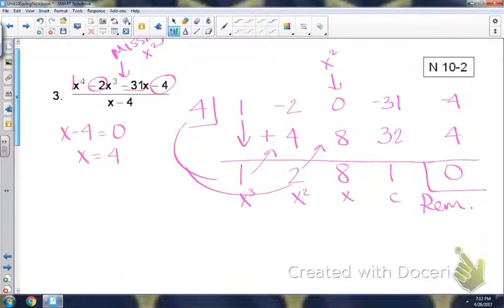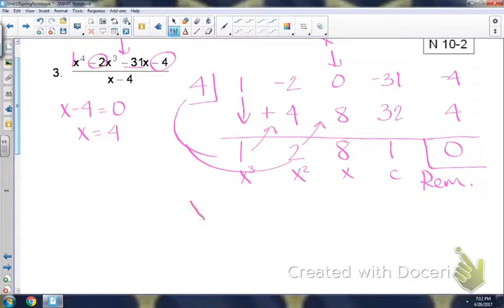So now we can write our answer. 1x cubed plus 2x squared plus 8x plus 1. Notice there's not a remainder.